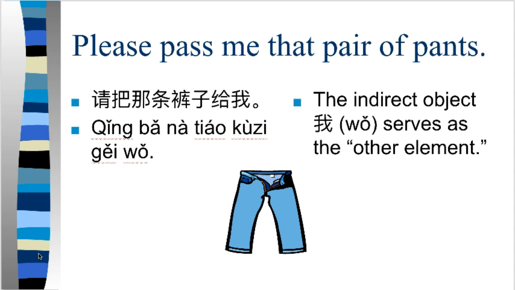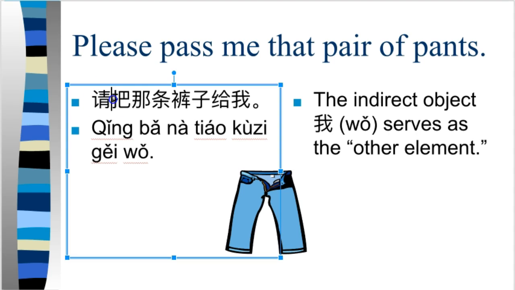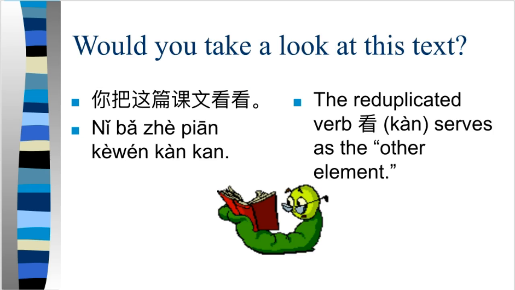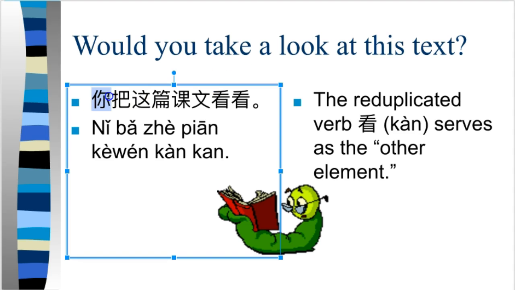Let's look at another example. 请把那条裤子给我. So here we have, implied you, this pair of pants are giving to me. This is an indirect object. 你把这篇课文看看. So you're looking at, you, this text are looking at. Here we have a so-called reduplicated verb, 看看. So this also can serve as the so-called other element.